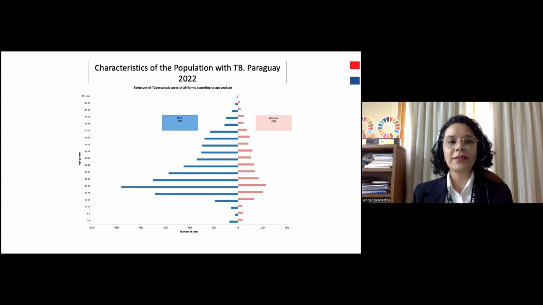The characteristics of the population with TB in Paraguay when it comes to female and male. As it happens everywhere else in the world, TB is a disease that mainly affects men, and in the ages of 15 and 40. Next slide.